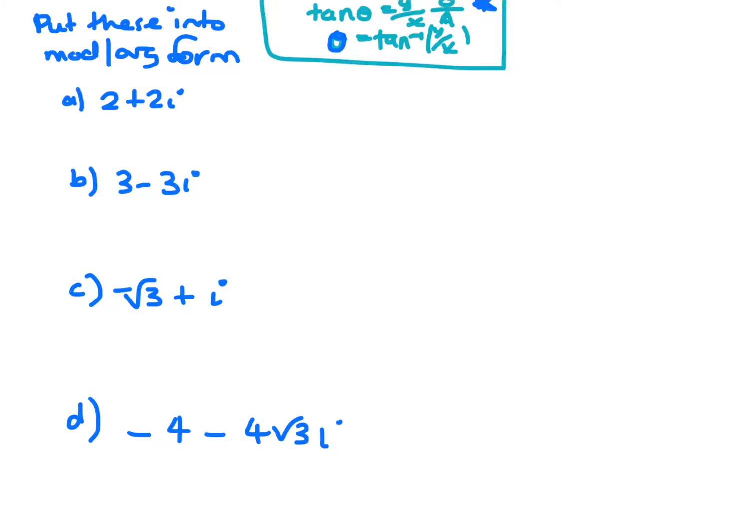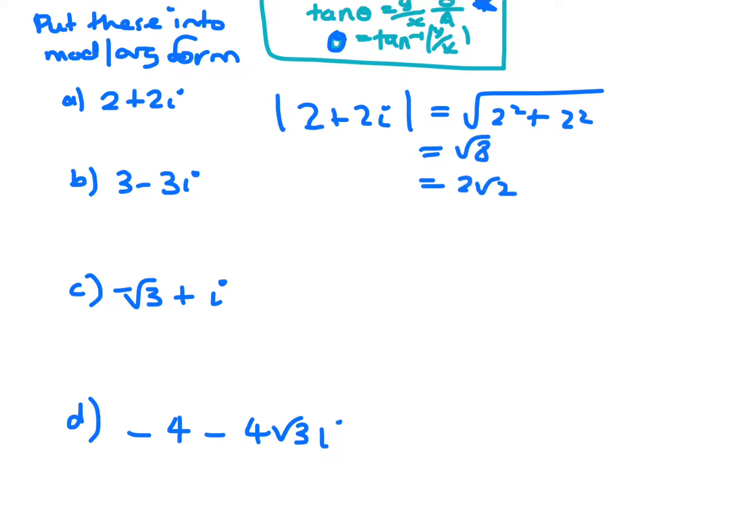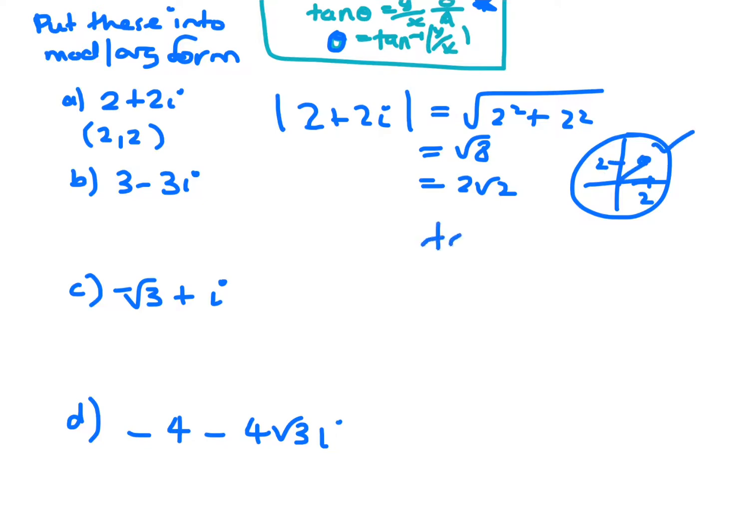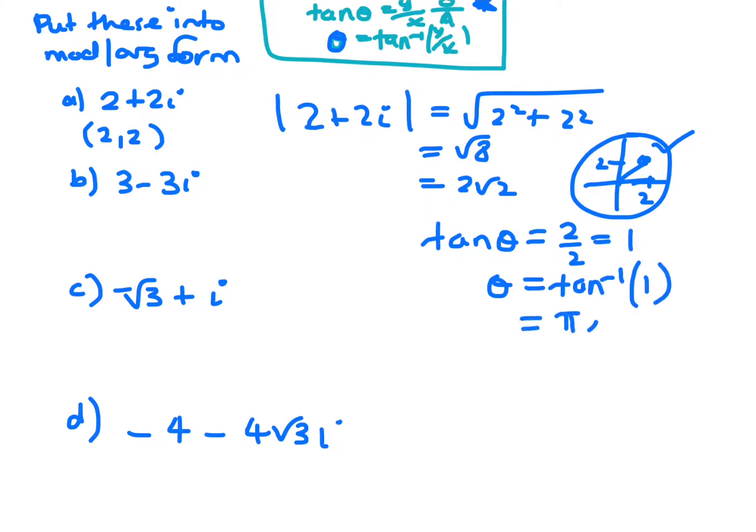Okay, so to put these into mod arg form, first of all, the modulus of 2 plus 2i will just be the square root of 2 squared plus 2 squared, which is root 8 or 2 root 2. And it's really important actually to plot the point, because 2 plus 2i can be plotted on the Argand diagram as 2, 2, which is 2 across and 2 up. And when you do that, that means it's in quadrant 1. So that means when you're doing tan theta is 2 on 2, which is 1. So theta is tan to the minus 1 of 1, which is just 45 degrees, or pi on 4.